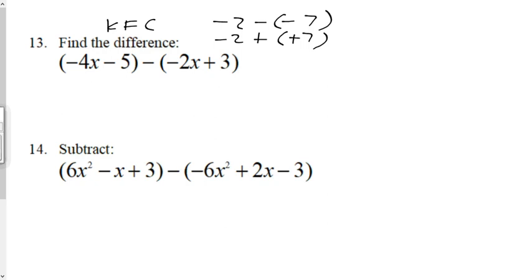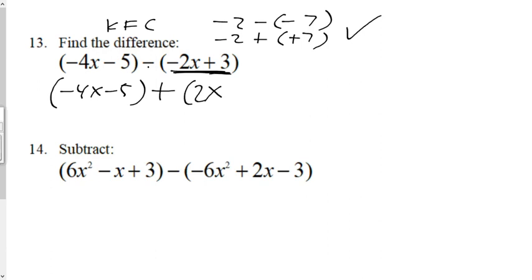So because this worked well in grade 7, we can apply the same logic to polynomials. We're going to keep the first polynomial, in this case a binomial. We're going to change it to addition, and we're going to use the opposite of every term in the second polynomial. So instead of a negative 2x, it's a positive 2x. Instead of a positive 3, it's a negative 3. And now that we changed it, we can gather like terms. Those two will gather to make a negative 2x. These two will gather to make a negative 8, and that is the difference, or the answer, to that question.